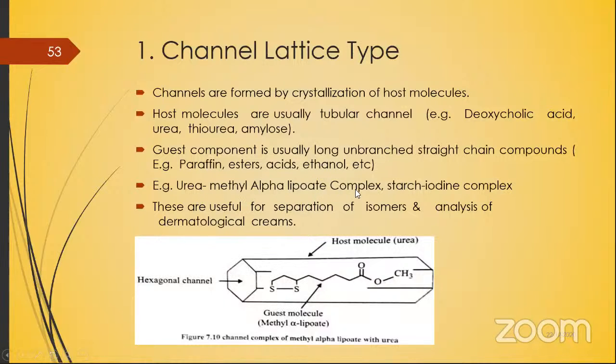Urea methyl alpha lipoate complex, starch iodine complex, all are examples of channel type complex. And these are very much useful for separation of isomers and analysis of dermatological cream. So this is the figure of channel type complex, that is methyl alpha lipoate with urea. Okay, so it will look like this.